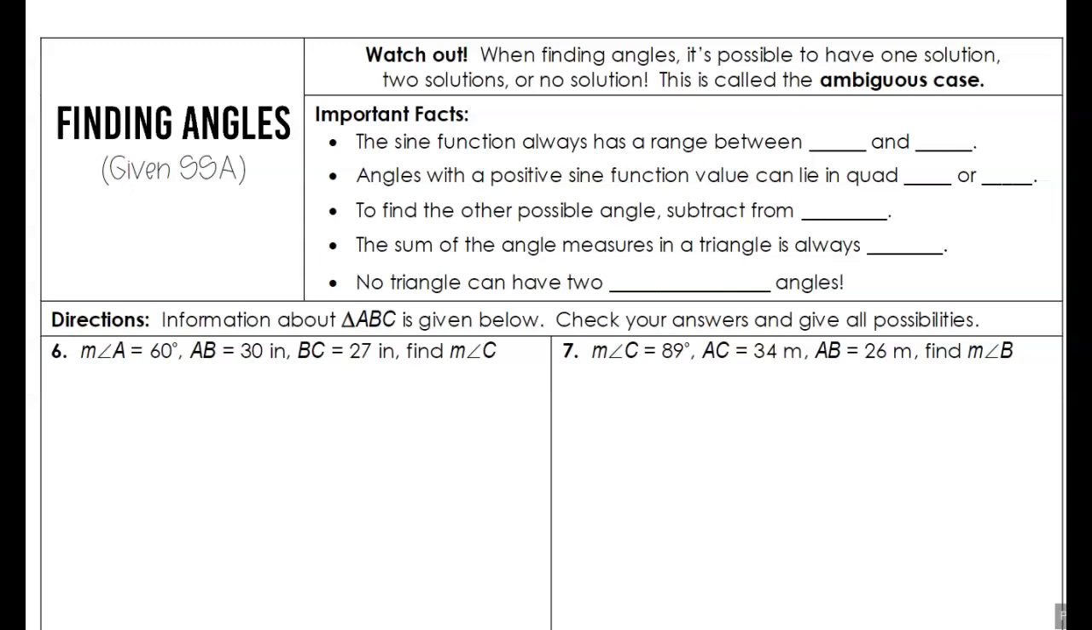All right, so now we're applying law of sines to SSA triangles. If you remember back in geometry, when you were trying to prove triangles are congruent, SSA, or ASS, was a postulate that did not prove congruence. You cannot prove triangles congruent by ASS.